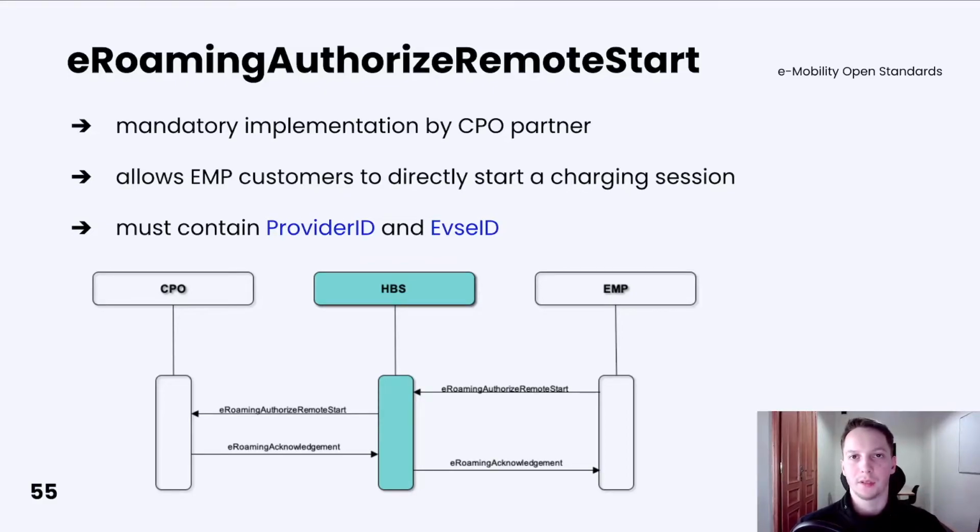eRoamingAuthorizeRemoteStart is another AuthorizeStart operation in the authorization service, but this time the request comes from the EMP to the CPO. It allows EMP customers to directly start a charging process with, for example, a mobile application. Implementation is mandatory for the CPO because it must be able to accept and process authorized remote start messages. The request must contain provider ID and ev-cpo ID.